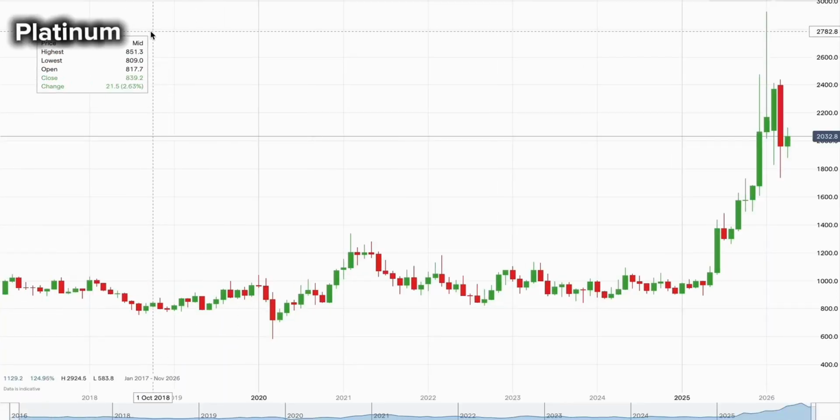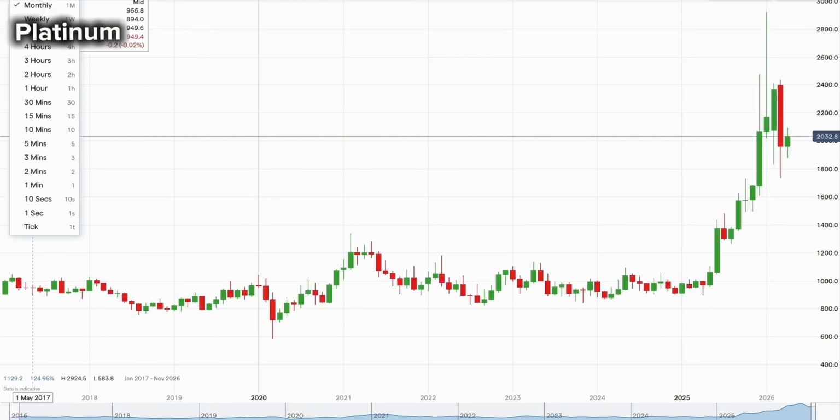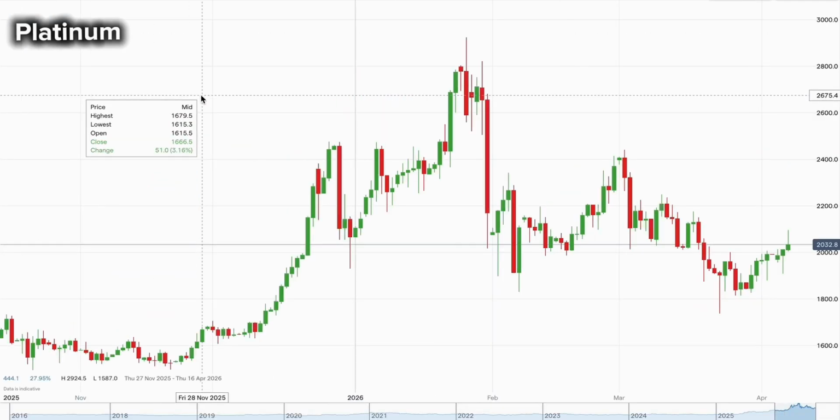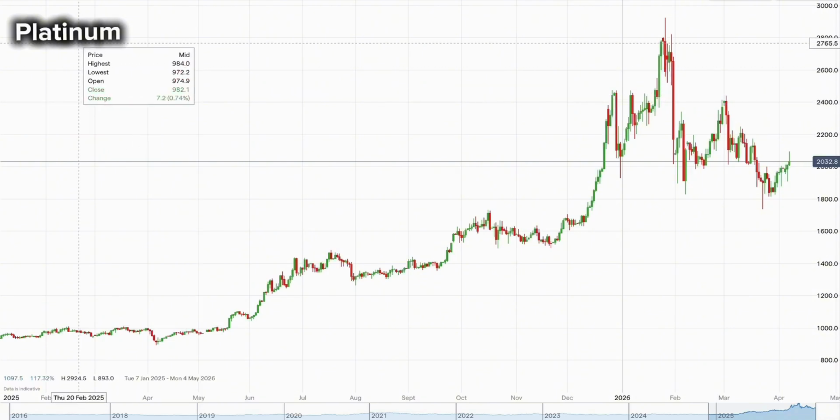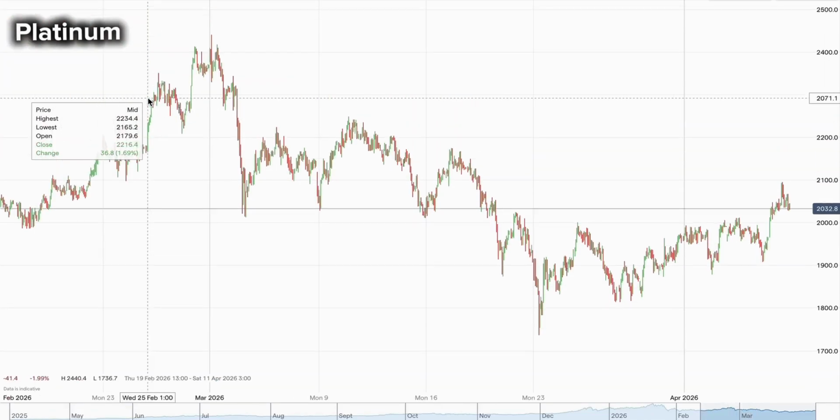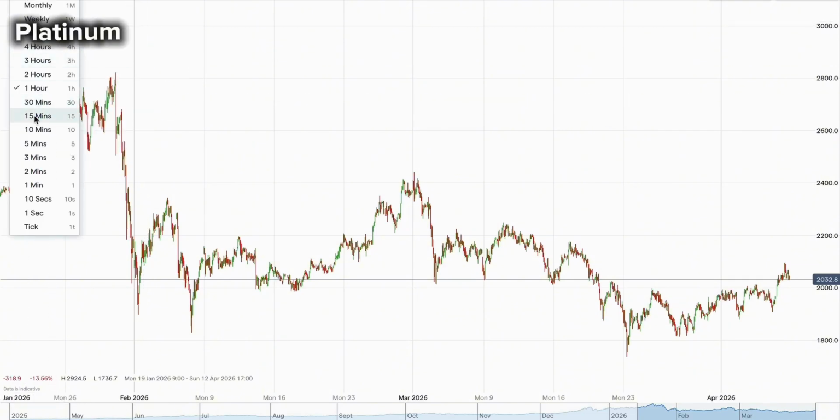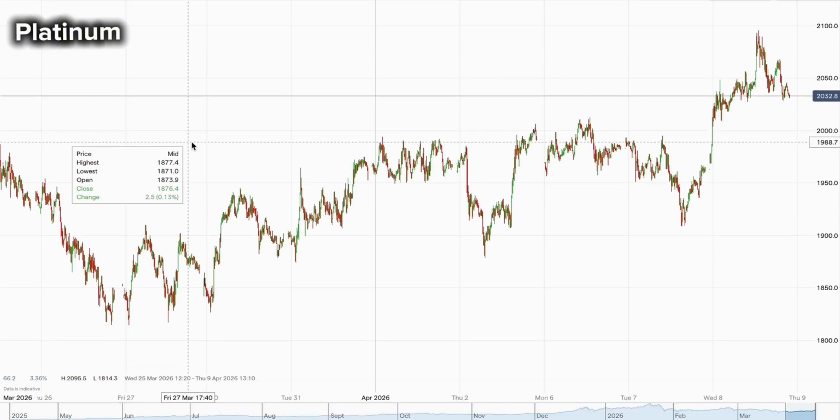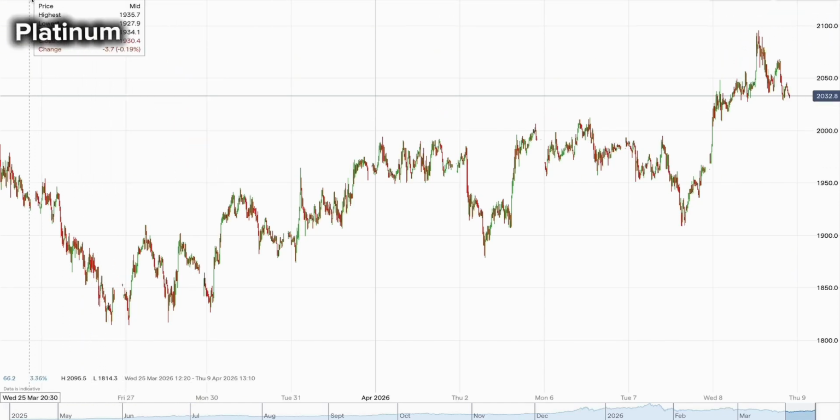Welcome to Bull and Bear Hunter. Today we are looking at the platinum chart. I'd like to look at the monthly, daily, 1 hour and the 10-minute view. It just gives me an idea of the current direction and how the charts are looking, and then I can start to put some lines on the chart to see potentially where we could be heading next in the platinum.